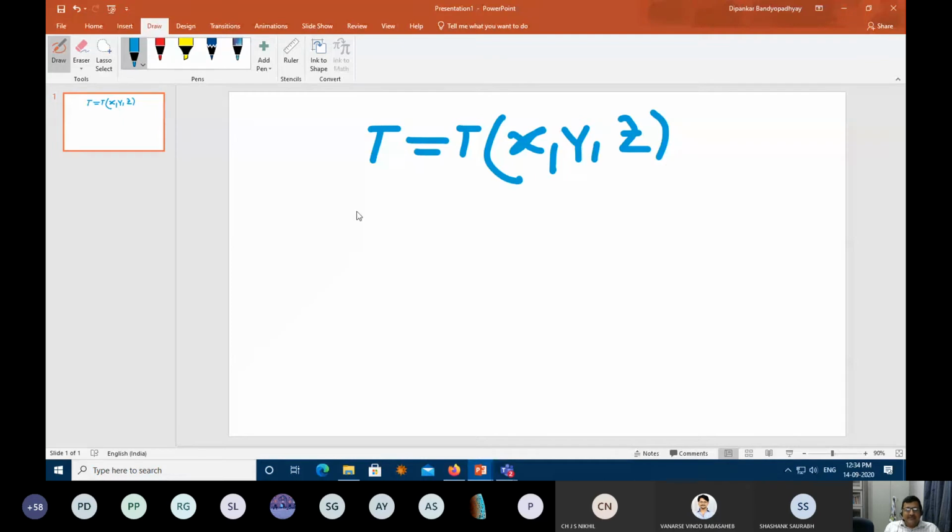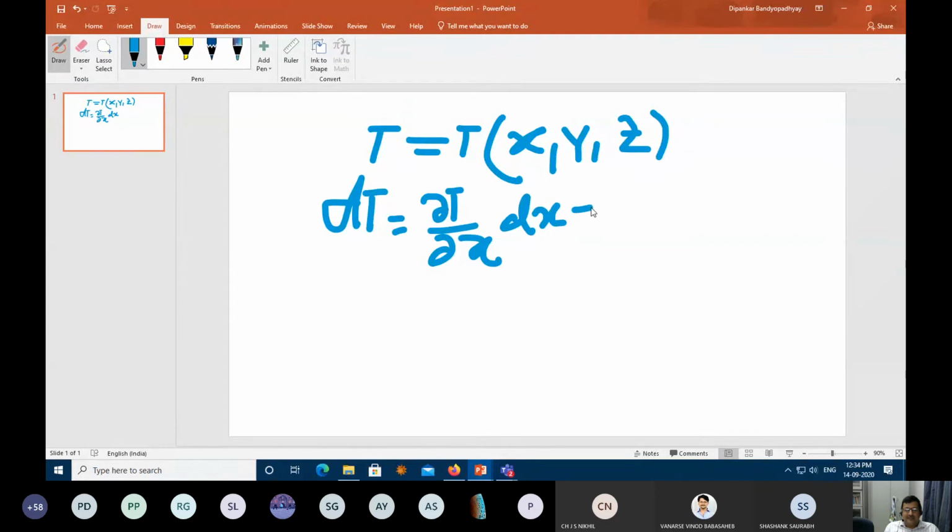Now how do I get dt? What is dt? dt will be equal to del t by del x dx, the partial differential of t with respect to x, keeping y and z constant, plus del t by del y dy, a partial differential with respect to y, plus del t by del z dz.